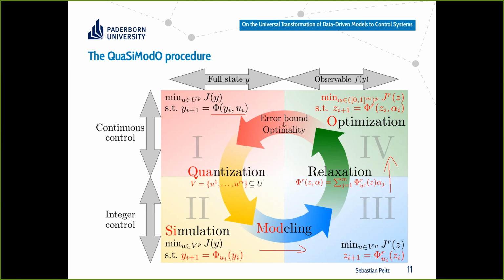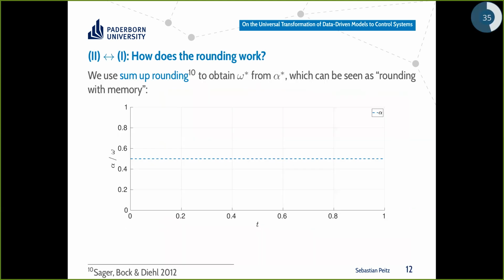And the important question, obviously, is what do problems 1 and 4 have in common, or how good is the solution that I compute with problem 4 for my true problem 1? And this is what I will be discussing for the remainder of my talk, basically. First of all, I will discuss how this rounding procedure works to give a relation between the integer and the continuous control domains, so the upper part and the lower part of my sketch before. And this is done, as I said, by Sager, Bock, and Diehl using the sum-up rounding approach.